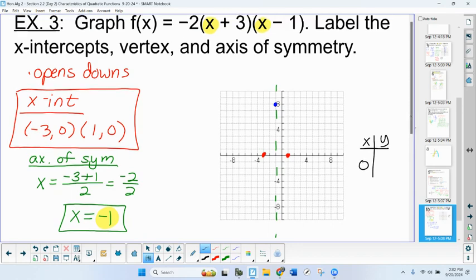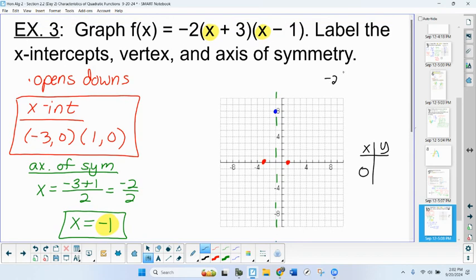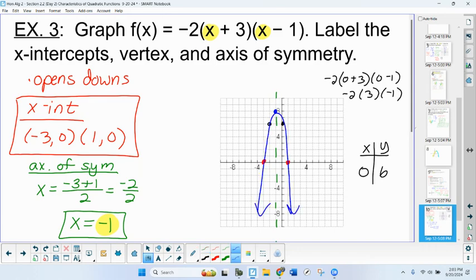So when you come up here and plug in 0, you have negative 2. Well, what's 0 plus 3? 3. And what's 0 minus 1? So what's negative 2 times 3? Negative 6. Times negative 1. 6. Over 0, up 6, reflect. Does it look like a parabola that opens down? You betcha. Make it a U. Put your arrows. It goes on forever.